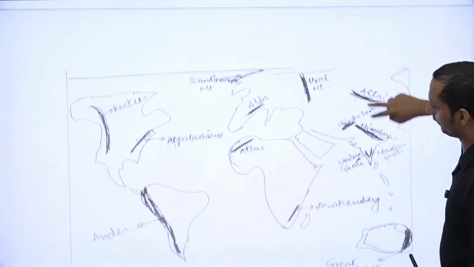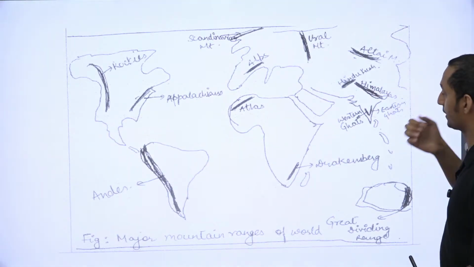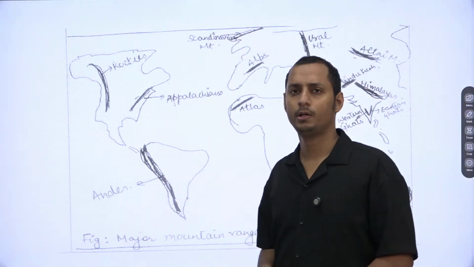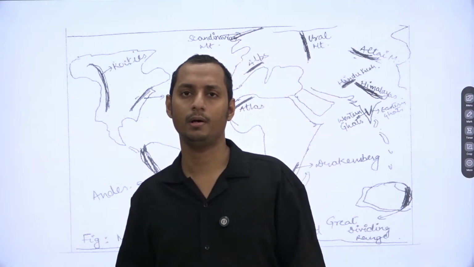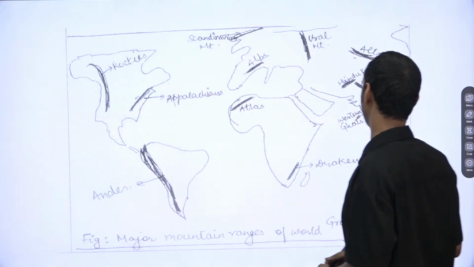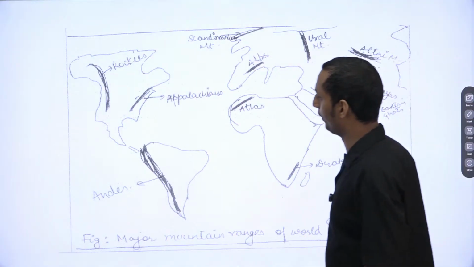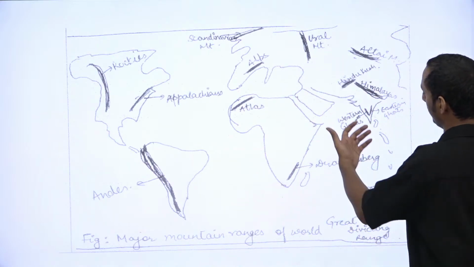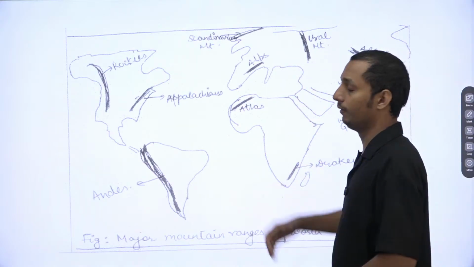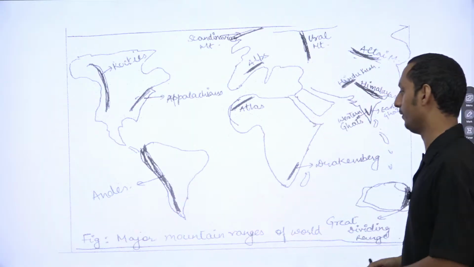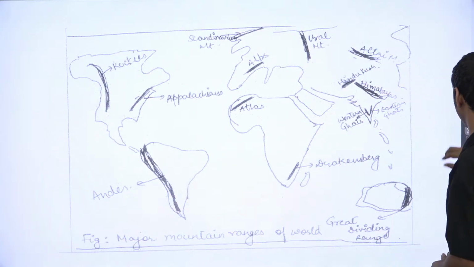So moving to another diagram, here you can see the different mountain ranges across the world. UPSC have asked us questions such as these, right? Why are the mountain ranges located on the western part of the continent? You can see Andes, Atlas, Drakensberg, Western Ghats, and all these mountain ranges have been drawn. And in this figure you can see the major mountain ranges of the world.